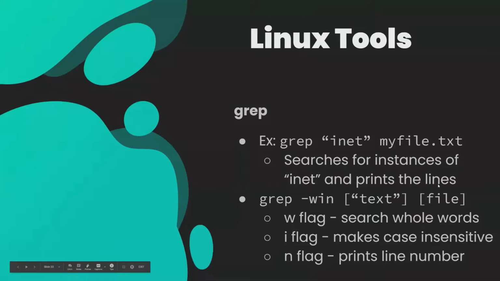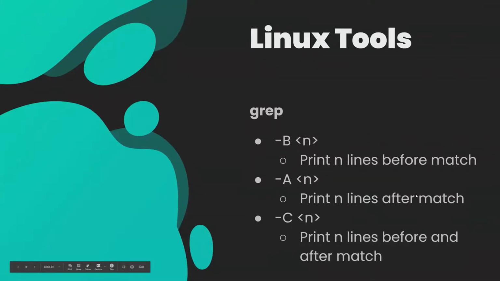So let's continue. There are some other flags in grep that you can use. The -B flag specifies the amount of lines that you want to print before a match. The -A specifies the amount of lines after the match. And -C is basically the amount of lines before and after the match. It's pretty easy to memorize: B before, A after, and C is for context, so lines before and after.